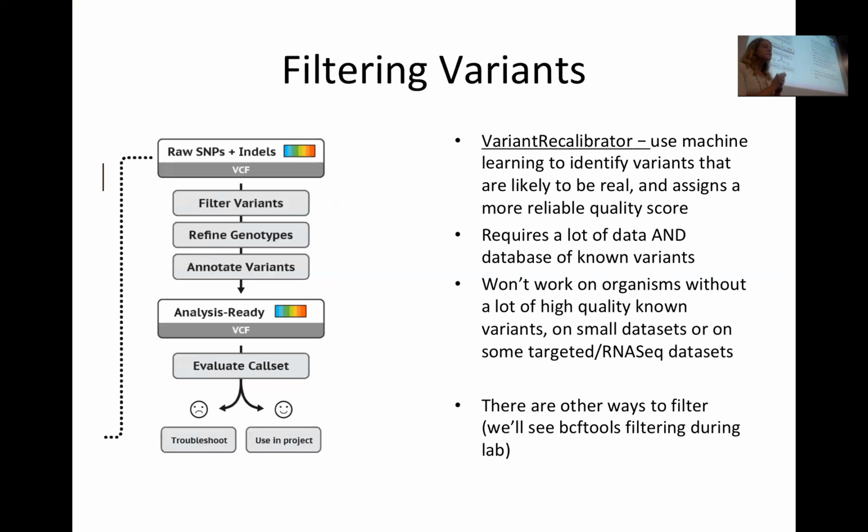Okay. So this variant recalibrator is awesome if you work in mice or humans or Arabidopsis. But if you work on some brand new system with no prior data, you can't really use it. It requires a lot of depth per sample, and it requires a database of known variants to do the machine learning, because it has to do a training set. So it uses the known variants as the training set. If you don't have a database of known variants or sufficient depth, this won't run.